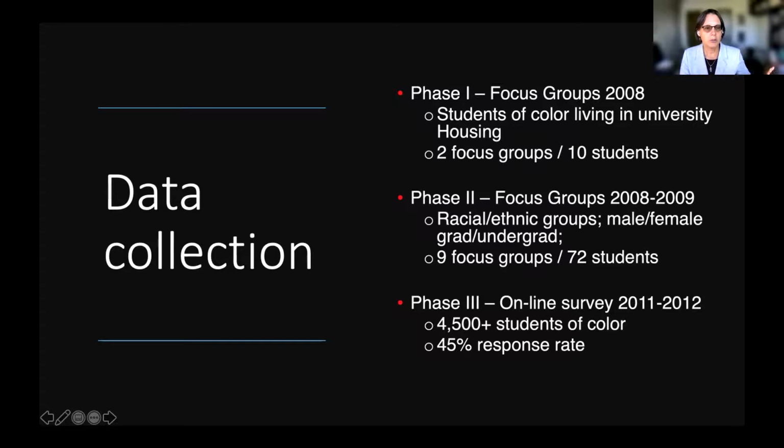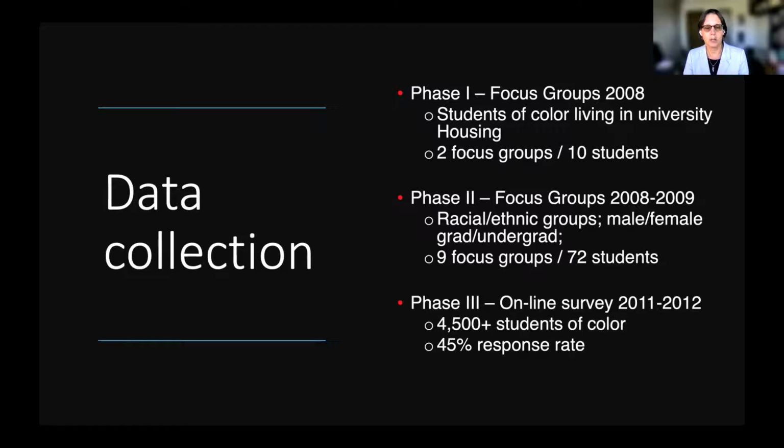And then we went to another phase, which was an online survey of all students of color on campus. We sent the survey to about, I think, 10,000 people, and had about a 45% response rate. So the data collection went over a number of years. And in between all those things, we were producing reports and publishing and giving talks. I'm going to focus on the article and the survey, but the article is very much influenced by the focus groups, and I can talk about that if you're interested.